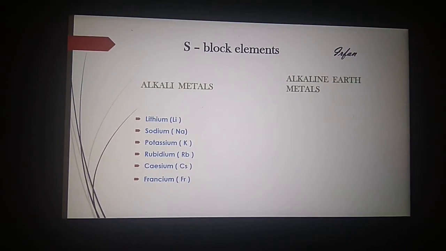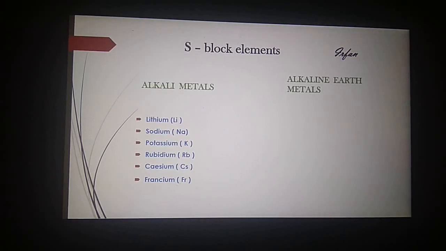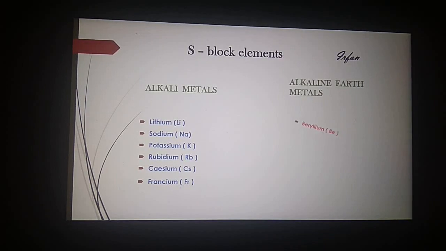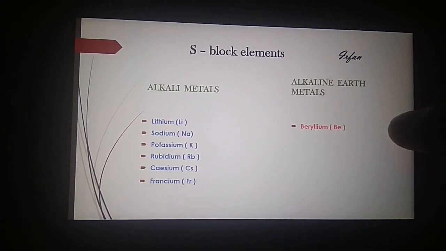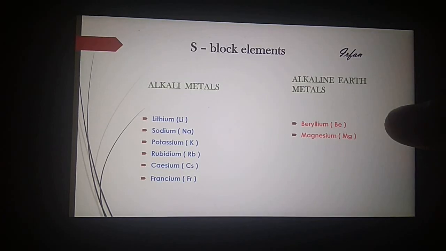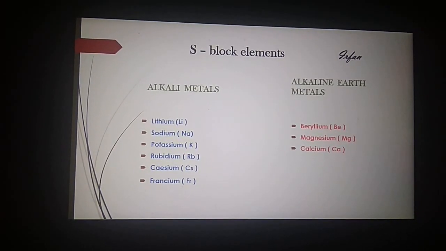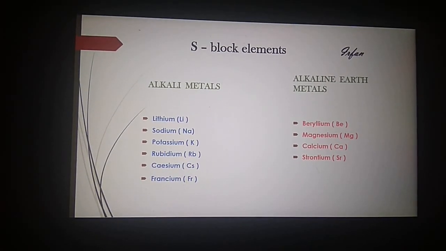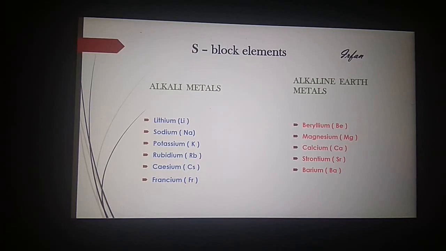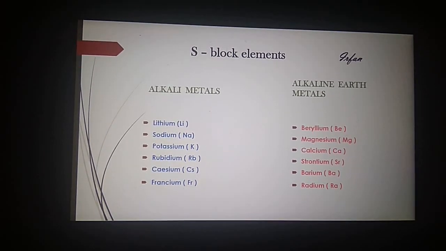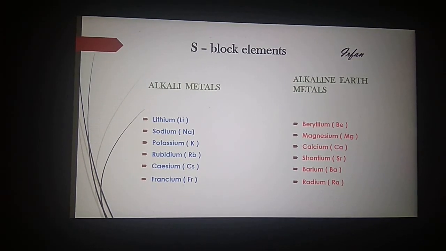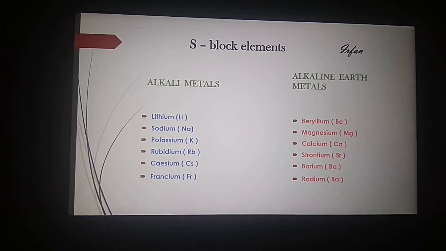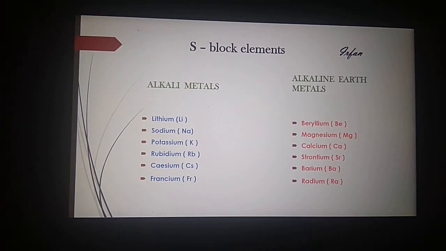And we know about the alkaline earth metals, that is second group elements: beryllium, magnesium, calcium, strontium, barium and radium. So all these elements belong to group 2. So group 2 elements are also called alkaline earth metals.